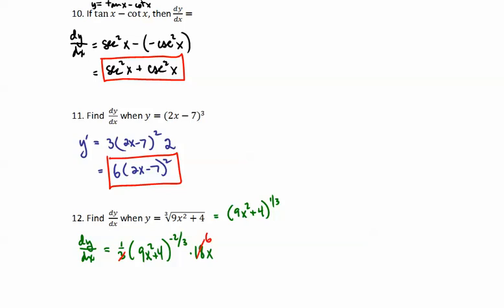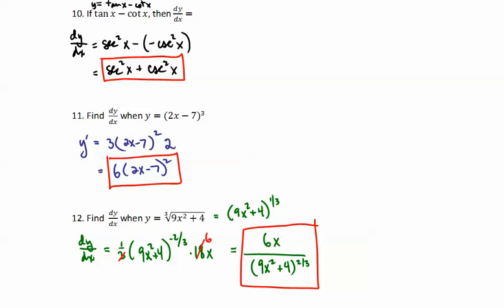And we can finalize this by getting 6x over (9x squared plus 4) to the 2/3 power, and that's all we need there. Alright, so we'll stop this video here and go on to problem number 13 in the next video.